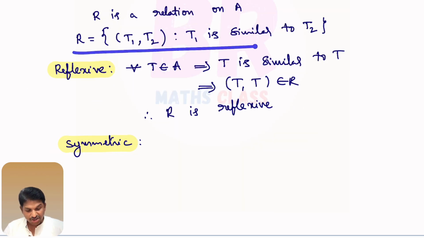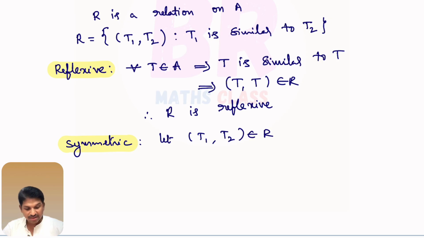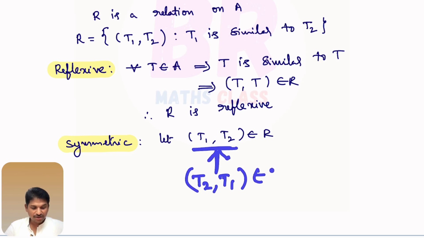Now, is this relation symmetric or not? To prove whether the relation is symmetric, first I'll take T1, T2 belonging to the relation. Suppose there exist two triangles such that T1 is similar to T2. If I can prove that T2, T1 belongs to the relation, then I can say that this relation is a symmetric relation.